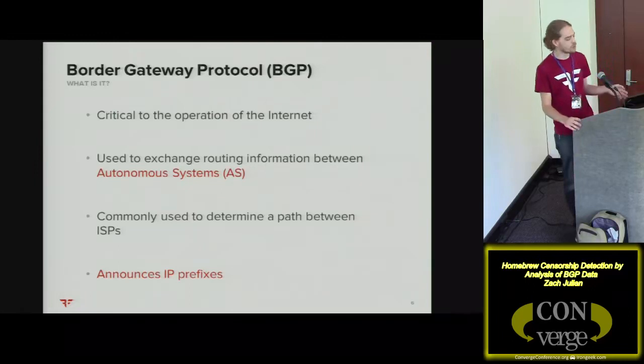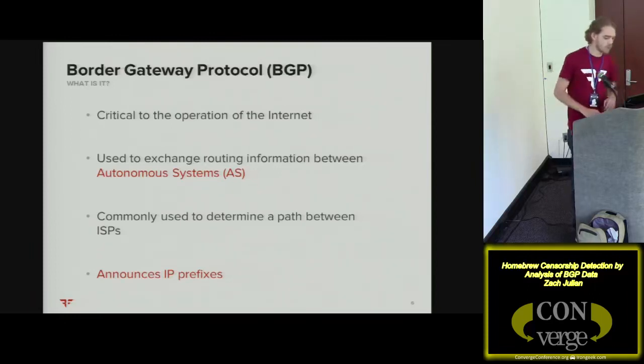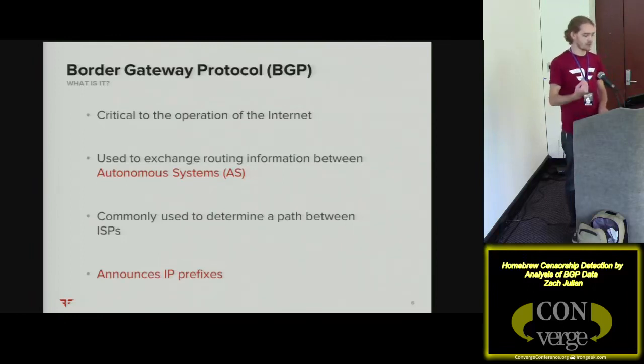So BGP is typically useful to exchange routing data between independently operated ISPs so that traffic can get from point A to point B. And it does this by announcing IP prefixes. This is really the core of BGP's job, is to say, hey, I can route traffic to these IP ranges.